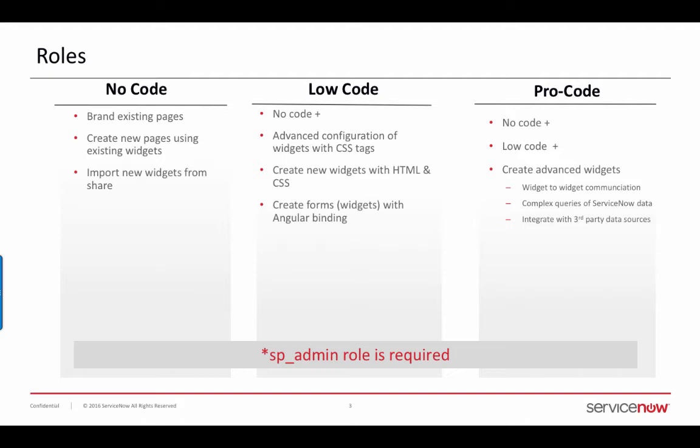The last piece is the pro coder. This is the person that understands Angular and Bootstrap and has experience with both of those. Once you get to that level, you can do widget-to-widget communications. You can create some more complex widgets using the ServiceNow data and even integrate with third-party sources. So think of this as where you can create widgets that do a mashup of maybe data from a third-party monitoring tool, Yahoo Finance, and the ServiceNow instance, all within one portal page, but using 3 different widgets. That's the type of content that you can deliver once you get to the pro coder stage.